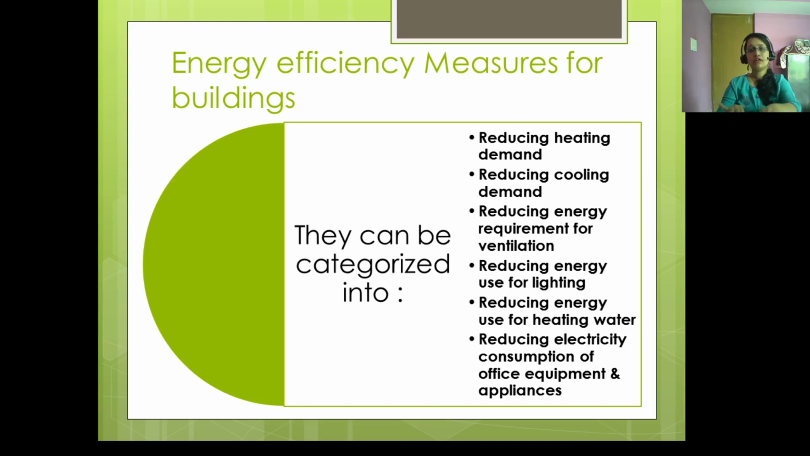Next is reducing the cooling demand. Energy use in typically air conditioned office buildings is double that of naturally ventilated buildings. Now the need for air conditioning, or the size of the system involved, can be reduced by providing effective natural ventilation, then avoiding excessive glazing. Windows should be sized to provide effective daylight while avoiding excessive solar gains.